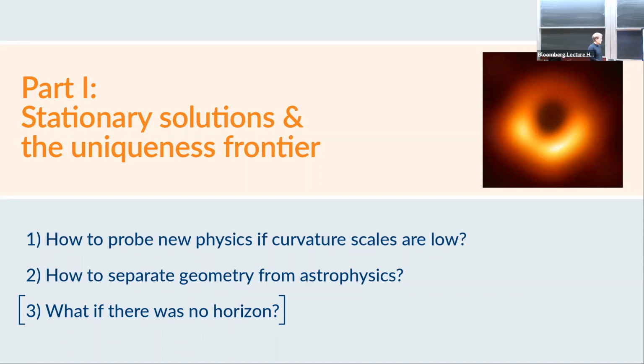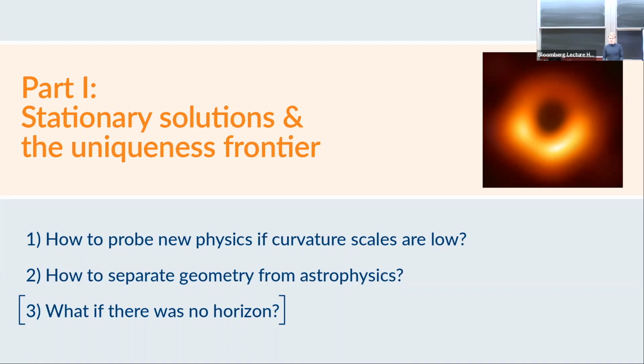The first question is, how can we probe fundamental physics if the curvature scales of that object are low? Right? Because what we're looking at is active galactic nuclei, so we're looking at supermassive black holes, and at the surface of that black hole, at the event horizon, curvature scales are roughly of the order of curvature scales here on Earth.